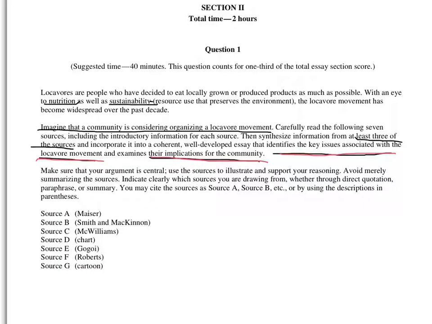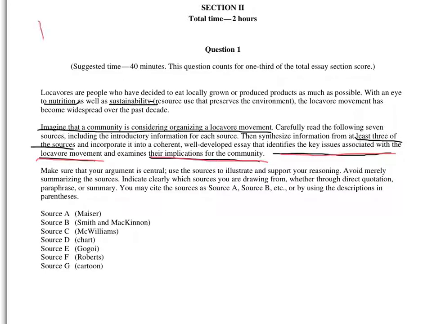Now, the key thing is that you use evidence to support your ideas. A lot of that evidence comes from the sources. That's the whole point of a synthesis essay. You're using the sources to support your argument. However, your argument should not be led by the sources. You should use them to support your own lines of thought and your own lines of inquiry.